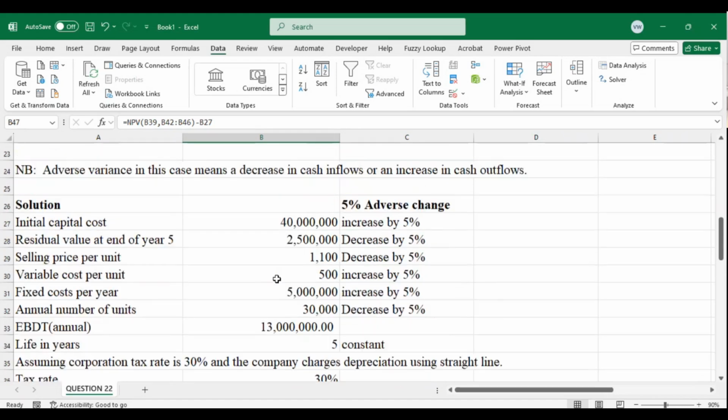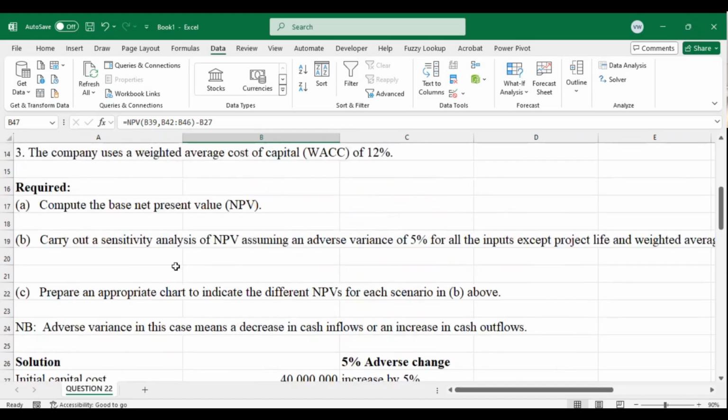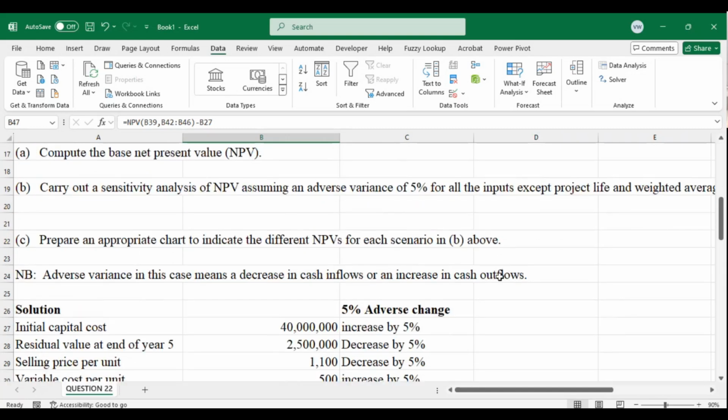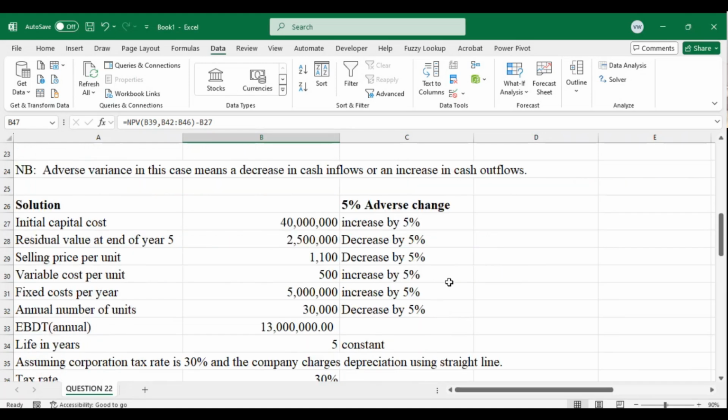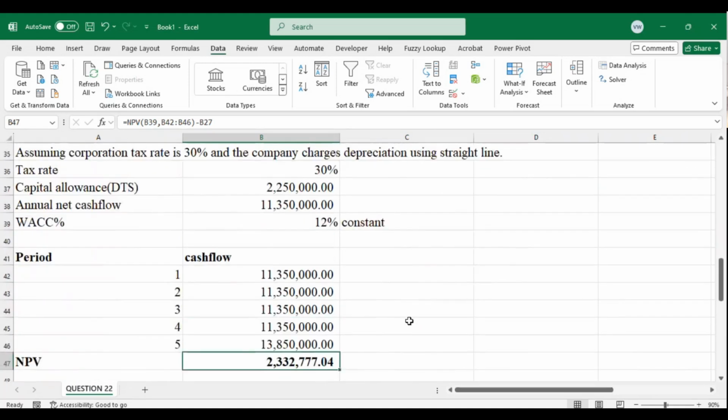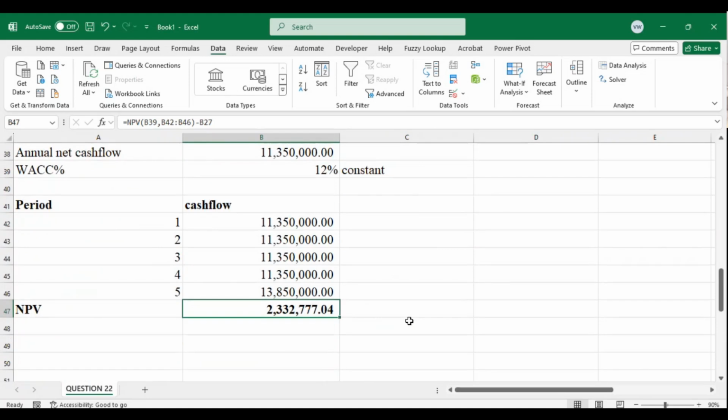But at the end of the day, we have to answer the question. So remember, the question was to carry out sensitivity analysis of the NPV assuming adverse change in variables. So whatever we've done, we've not carried out sensitivity analysis. We must be able to answer the question. So for us to be able to carry out sensitivity analysis, this is what we can do.